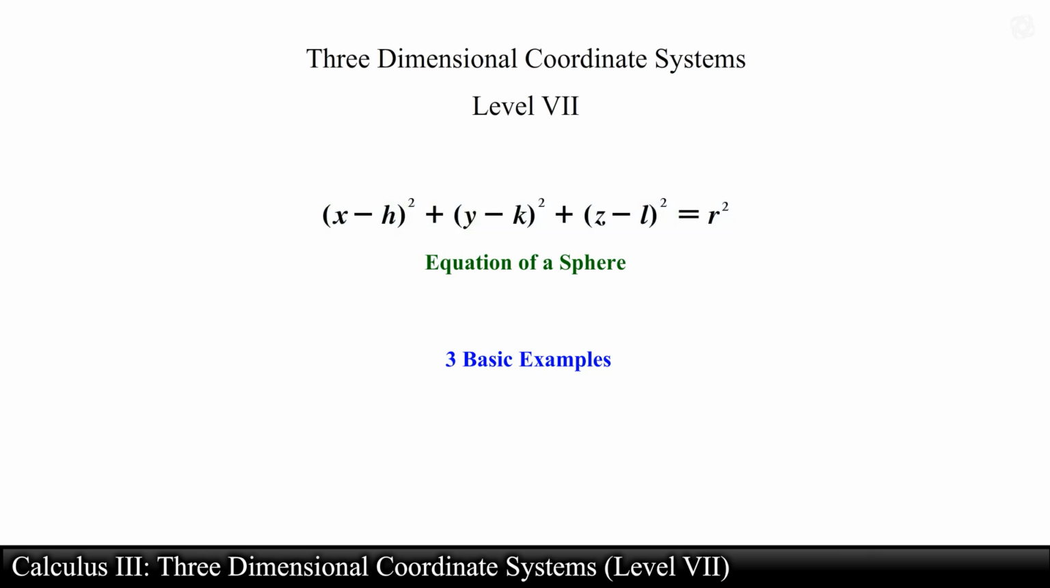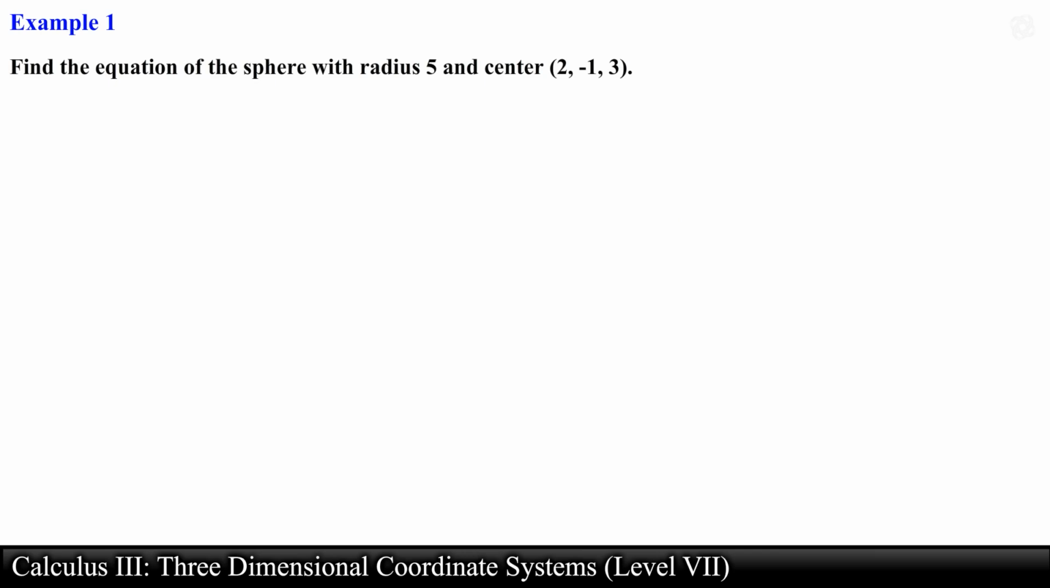Let's go over an example where the radius and center of the sphere are provided to us. Find the equation of the sphere with radius 5 and center (2, -1, 3). This problem is pretty straightforward. All we need to do is to use the equation of a sphere and identify the values for h, k, l, and r.